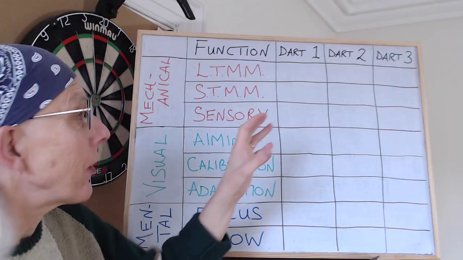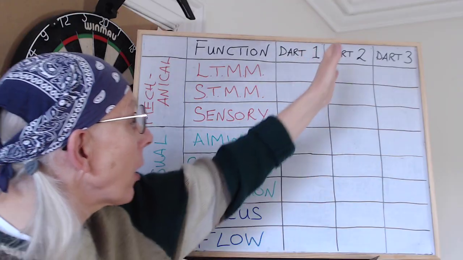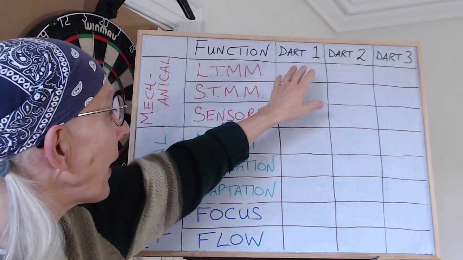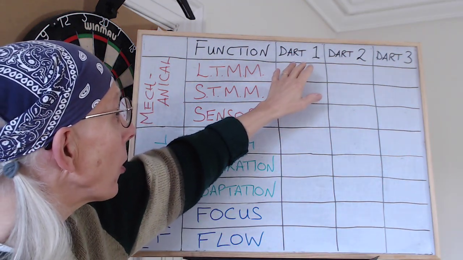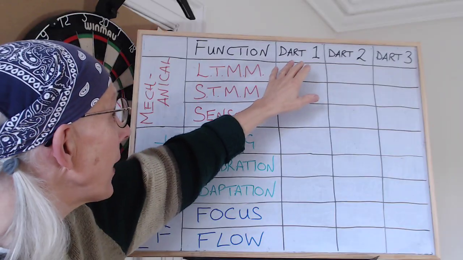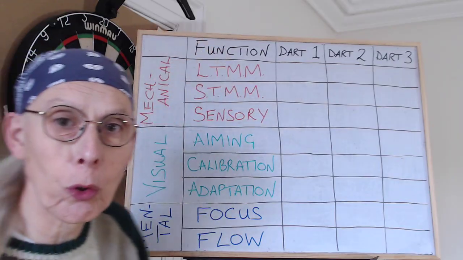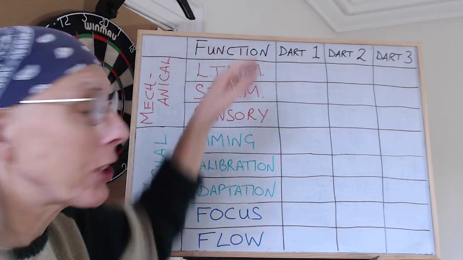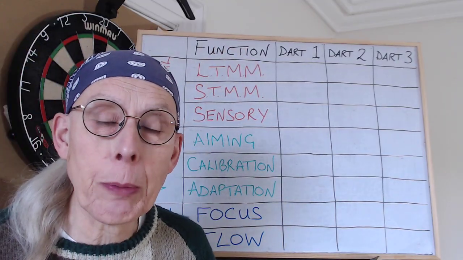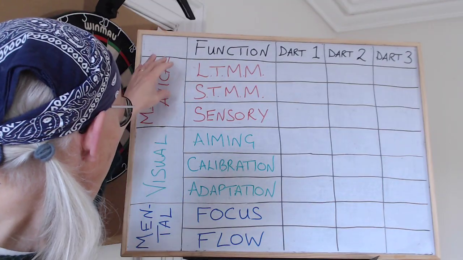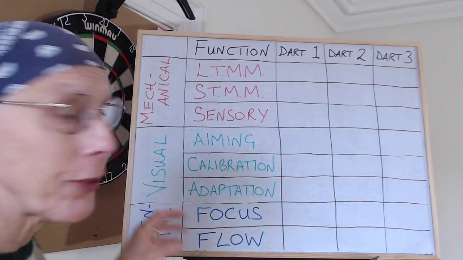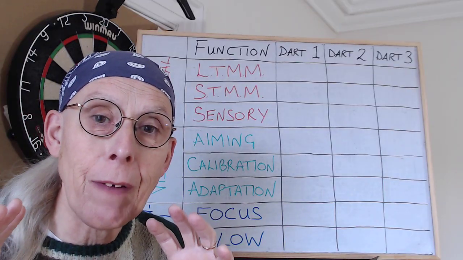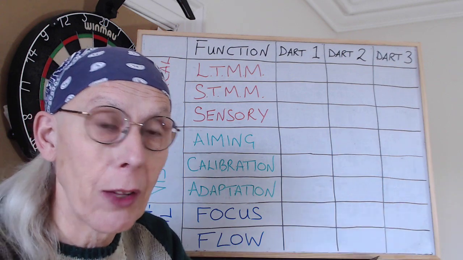So the way I've divided this up is we've got a column for dart 1, a column for dart 2, and a column for dart 3. And I want to indicate whether this is a low or a high or a medium for each dart in these categories. I think I've called them characteristics in the past in this series, but I'm calling them functions here. Okay, so this is all about the biomechanical, the visual and the mental aspects of throwing a dart and how that changes through the journey of a visit, dart 1, dart 2 and dart 3.